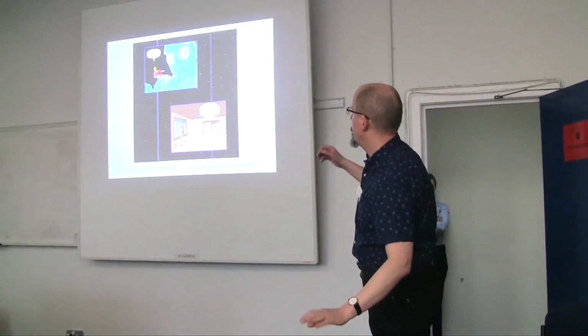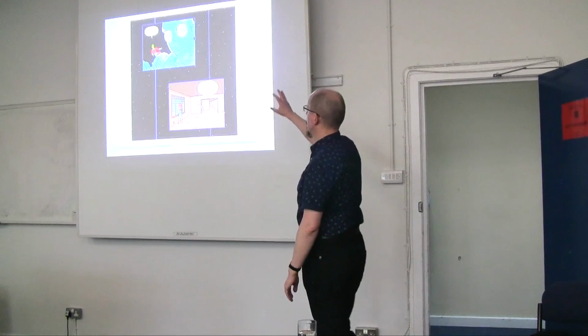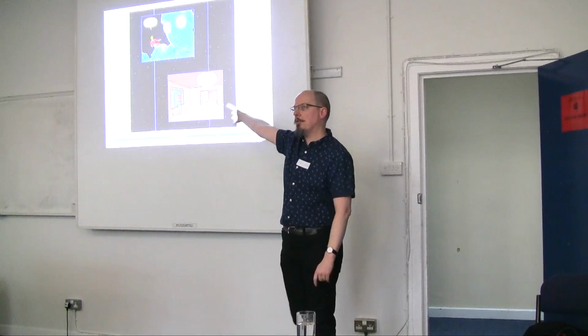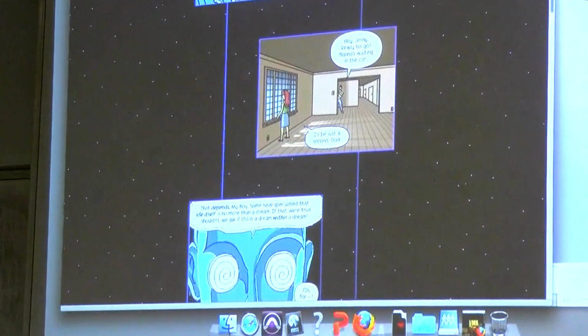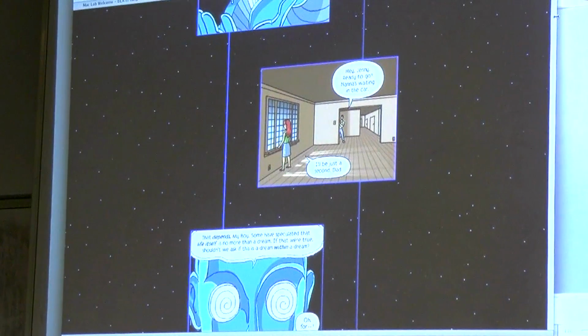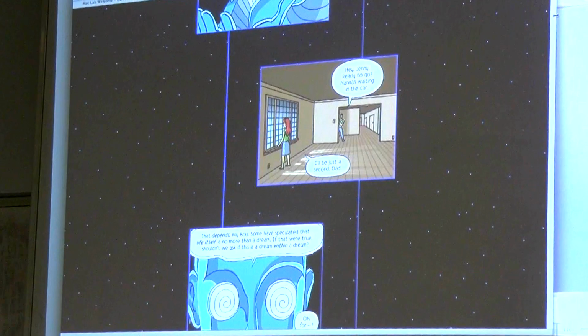And people started doing web comics, increasingly sophisticated comics, to be read on the web. So this is Scott McCloud. These are 2 examples from Zot, which he did online. And with a bit of luck, this will actually work. So here, this is an example of parallel narratives. So he's got one storyline going here, this character Zot, am I dreaming? Meanwhile, we have this other storyline going on, hey Jenny, ready to go, Nana's waiting in the car, I'll just be a second dad, etc.